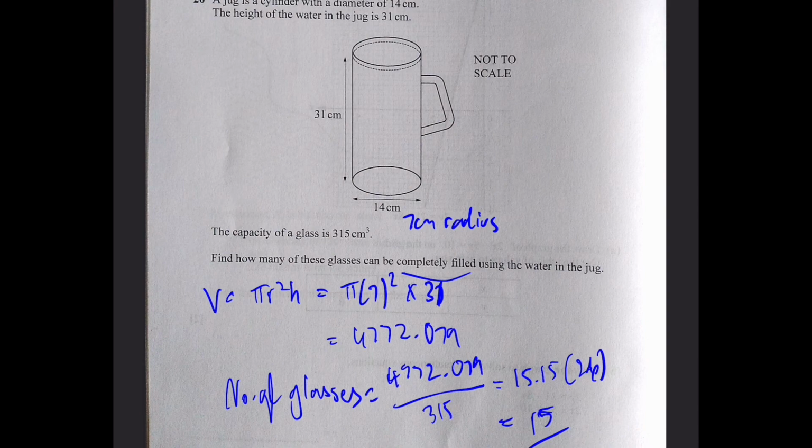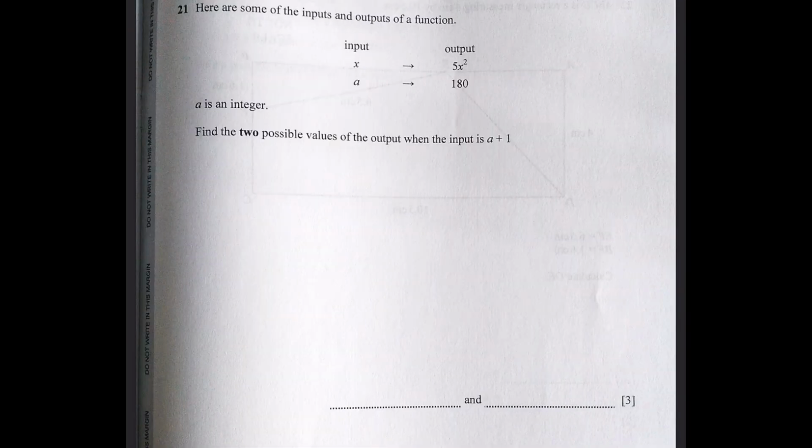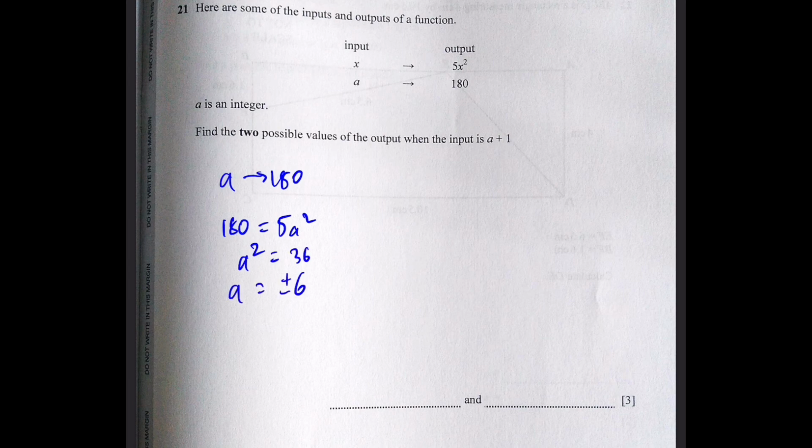That's the answer. Question 21. Here are some of the inputs and outputs of a function. A is an integer. Find 2 possible values of the output when the input is a plus 1. So first, let's find the input a over here. If a gives 180, that means 180 equals 5 times a squared. So a squared is equal to 180 divided by 5, which is equal to 36. So a equals plus or minus 6.